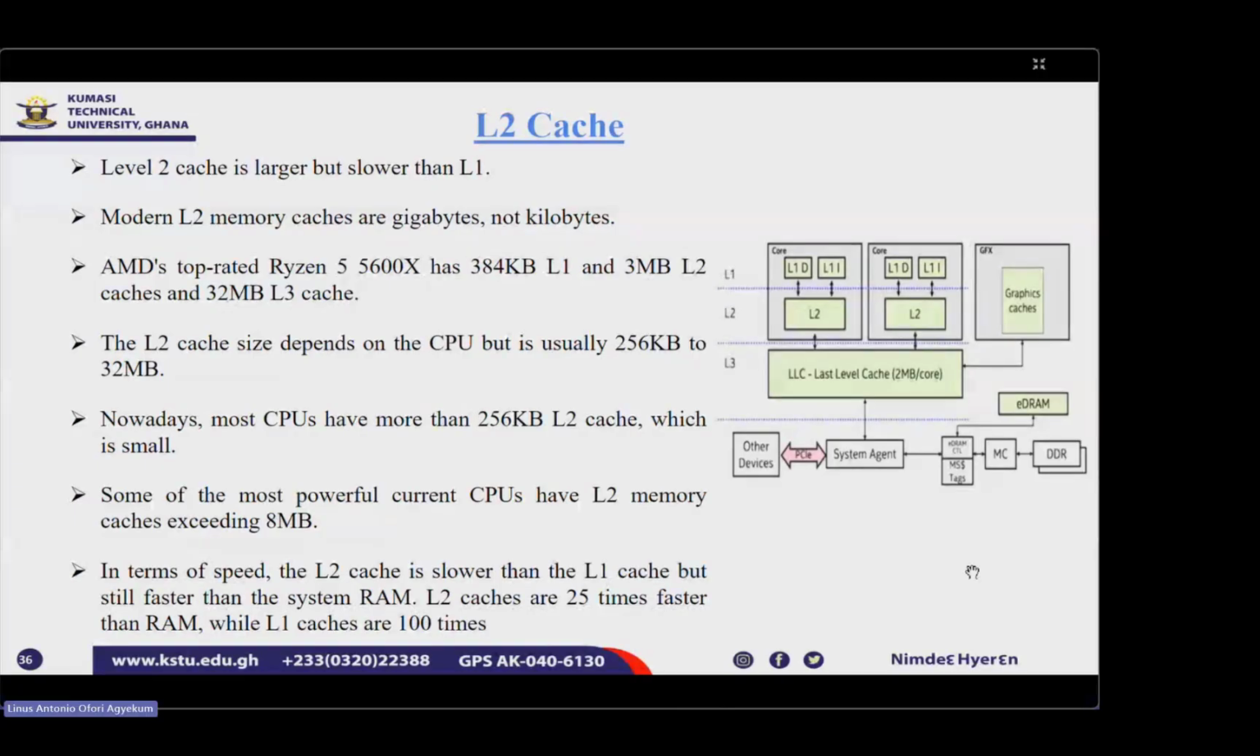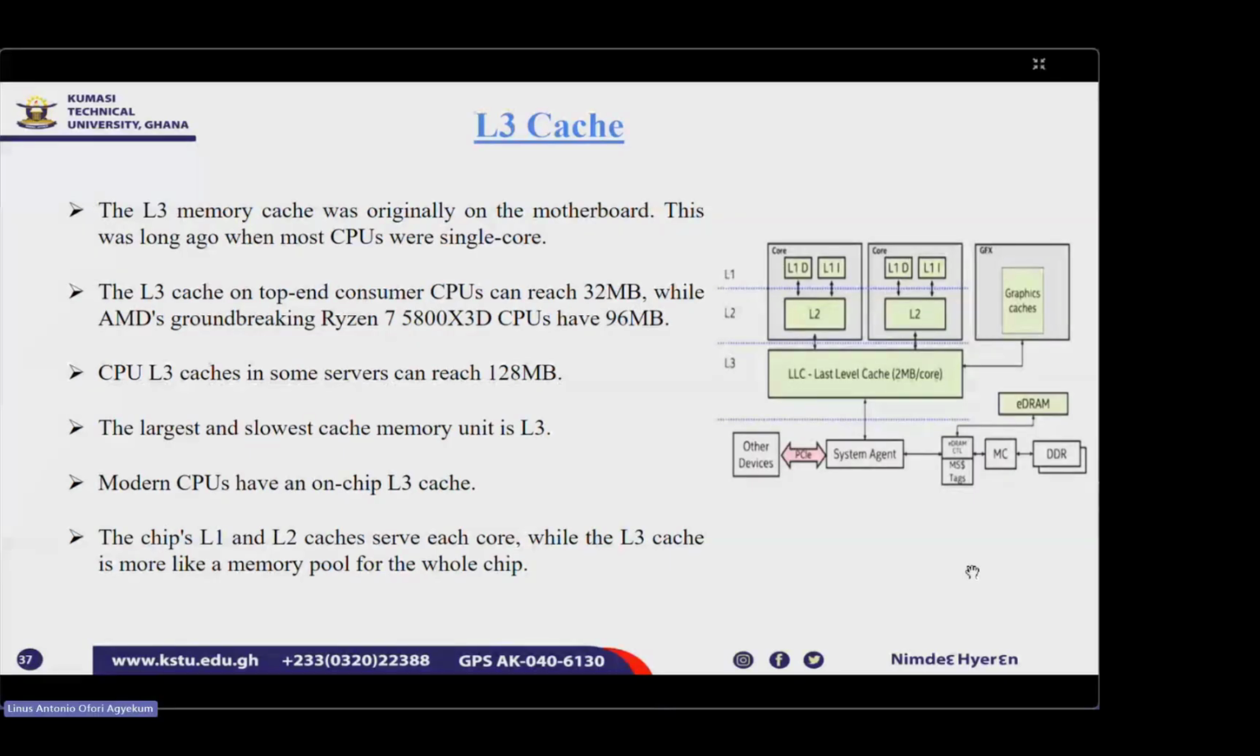Now, in terms of speed, as established, the L2 cache is slower than the L1 cache, but it is still faster than the system RAM because the cache is closer to the CPU. The L2 cache is 25 times faster than the RAM, while the L1 cache is 100 times faster than the RAM.